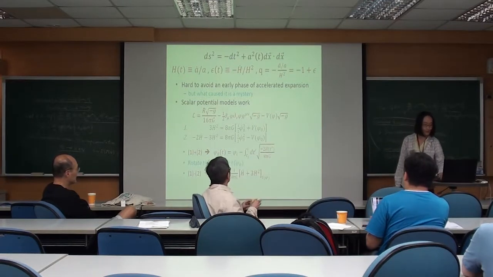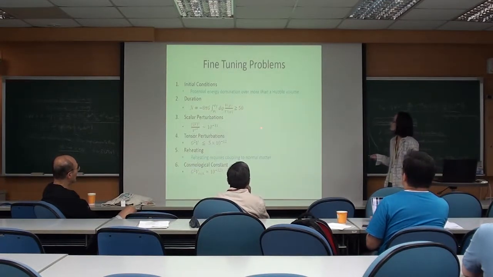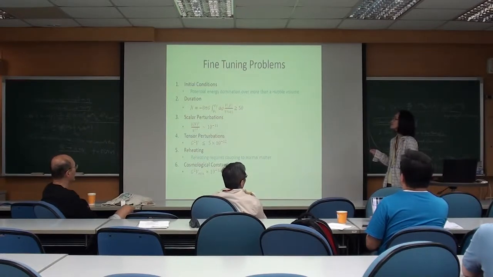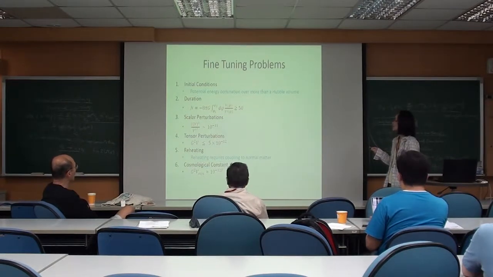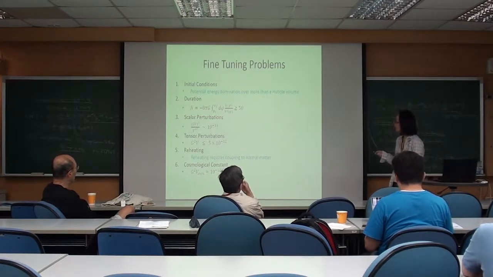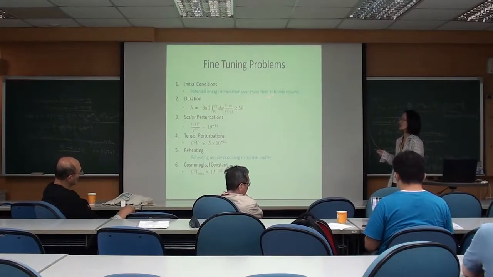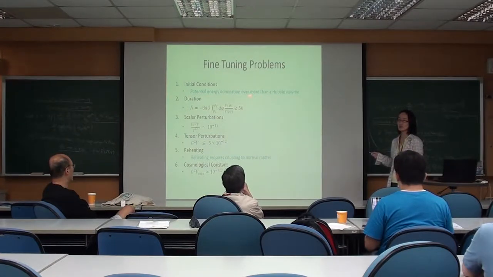And this model, even though it works, actually has some problems. The problem is well known; we call it the fine-tuning problem. For example, in order to start inflation in this kind of single-scalar model, you have to assume the initial state is almost homogeneous and isotropic, but not exactly homogeneous and isotropic. You also have to assume the potential energy dominates over kinetic energy by more than the 3-Hubble value.